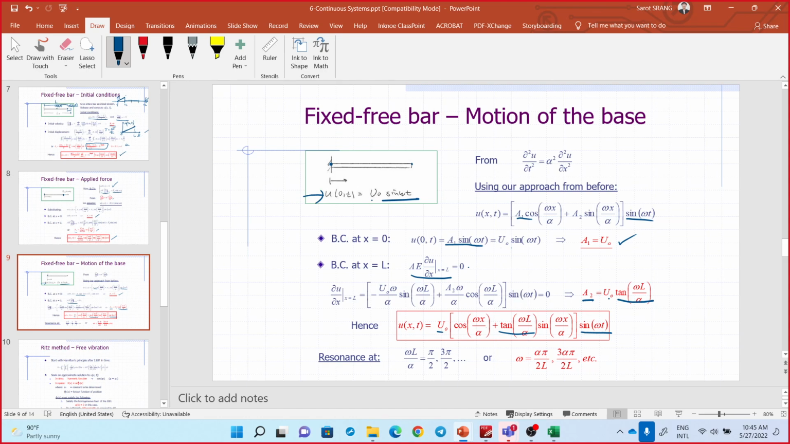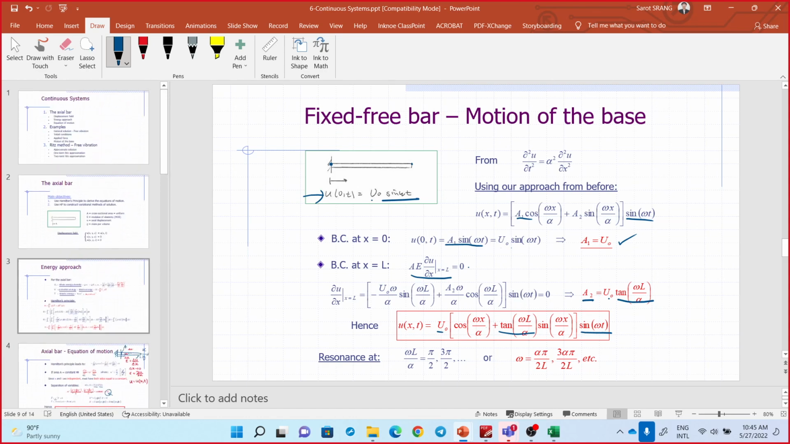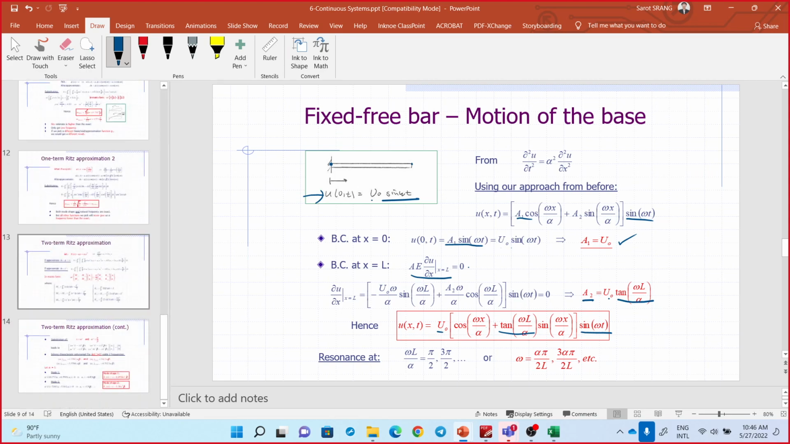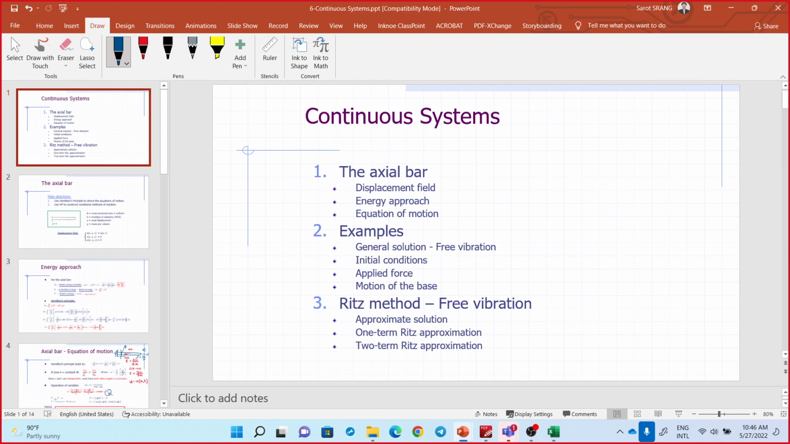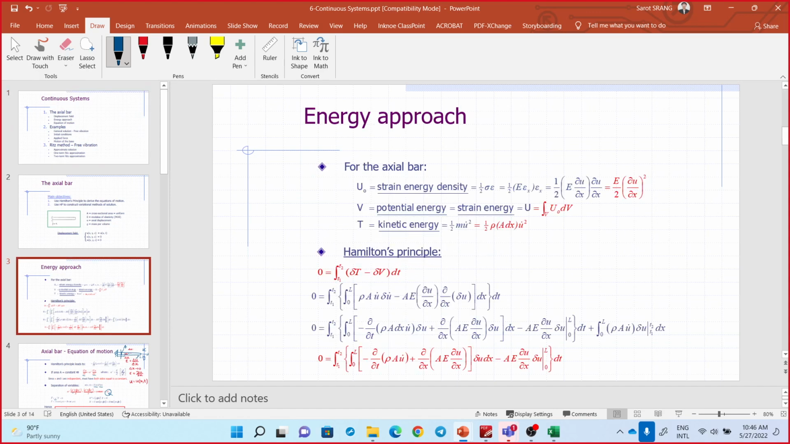Okay, so I think that's enough for introduction to vibration, especially for the continuum element. In this case, we talk about the axial bar. Then I would like to end the lecture of vibration for the continuous system here. Next week we will have a different lecture.